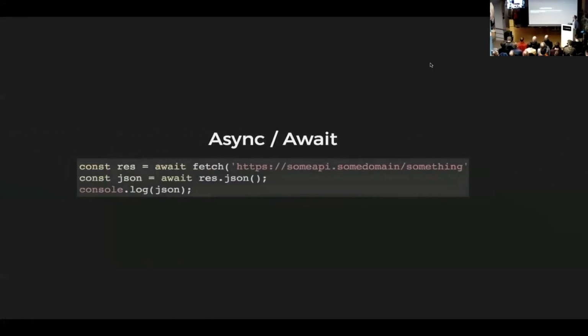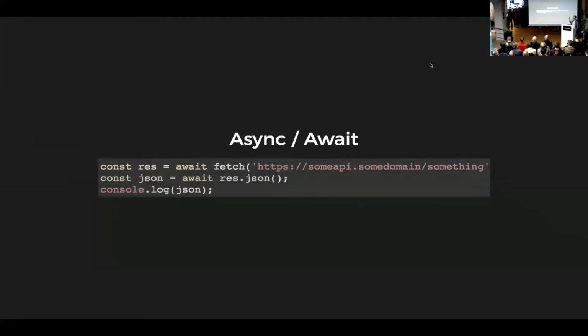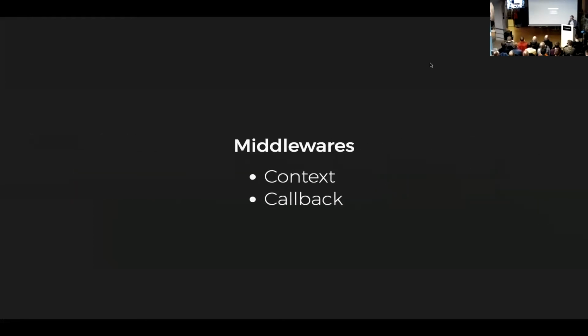So the idea of Koa is that it is built on top of async await. All the middlewares, all the routes are async functions, and we can use this API everywhere. As I mentioned, Koa is just an engine of middlewares, and they have only two things actually, context and callback.